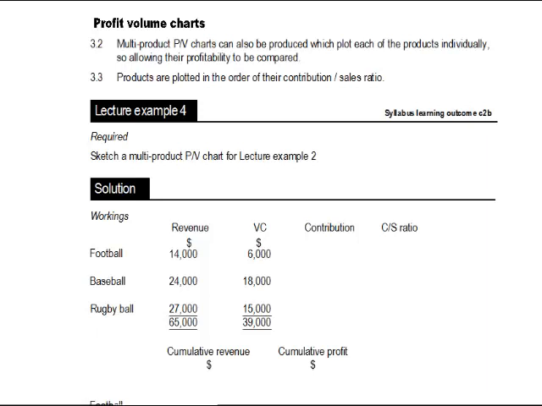Now the only drawback of a break-even chart is it doesn't show you the actual individual products, so we can't see anything to do with footballs, baseballs or rugby balls. A profit volume chart is going to help us out here. So a multi-product profit volume chart is going to plot each of the products individually. So we can actually see visually their profitability and we can compare each product with each other. We're going to actually plot the products in order of their contribution to sales ratio, and we're going to start with the highest and work through to the lowest.